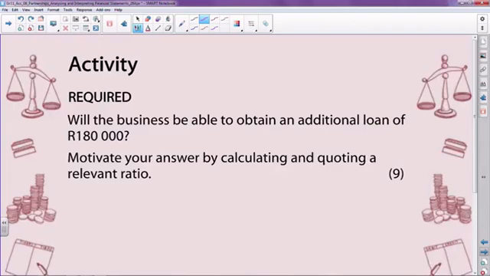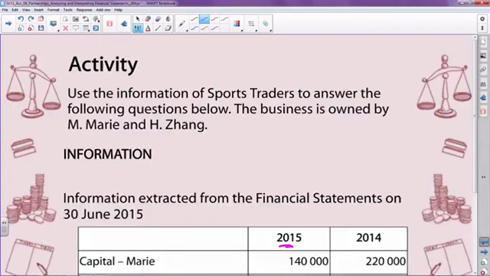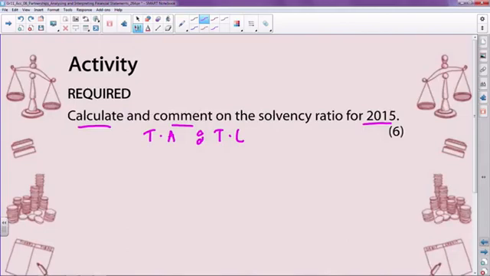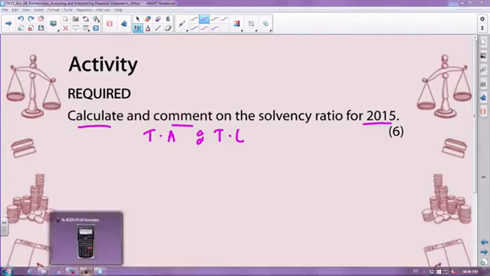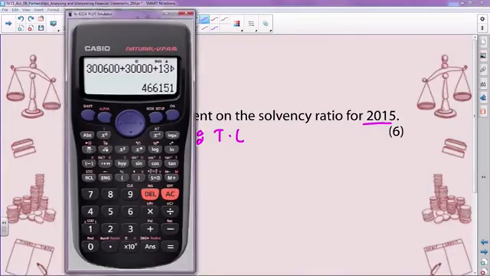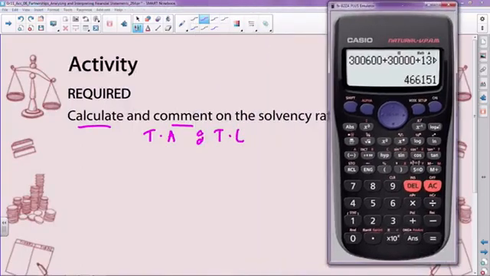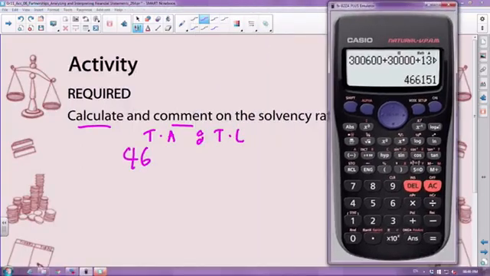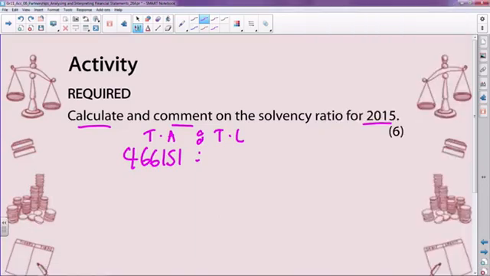Okay, so in our answer sheet, let's just go back a page. My total assets is an amount of 466,151. Right, now let's look at your total liabilities. So again, total liabilities will be the sum of current liabilities plus non-current liabilities.